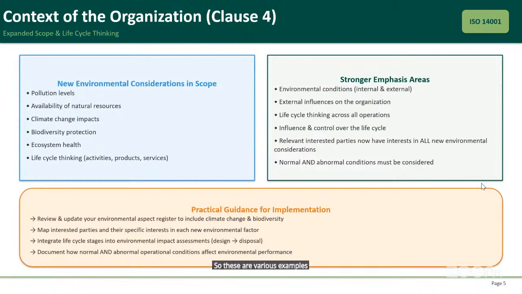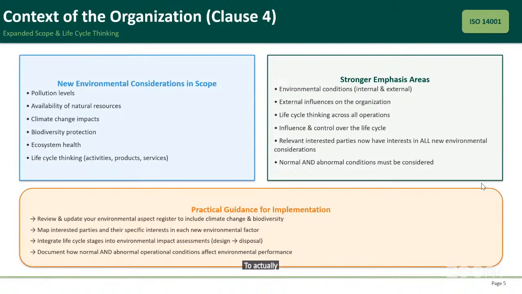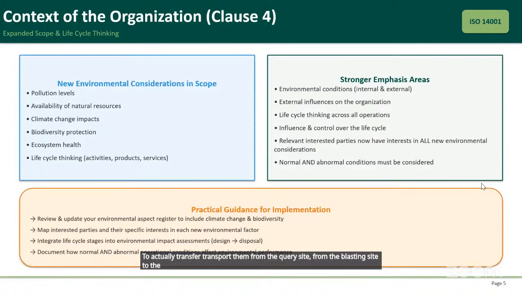If you're in the mining industry, let's say cement production, from the limestone extraction to the raw material transportation: when they extract limestone, they use a conveyor belt at some point, and they also use heavy duty trucks to transport them from the quarry site, from the blasting site, to the primary crusher. So these are the stages: raw material transport, the manufacturing, the packaging of the cement, the product use, how they use the cement, and the proper disposal of the cement packaging material.